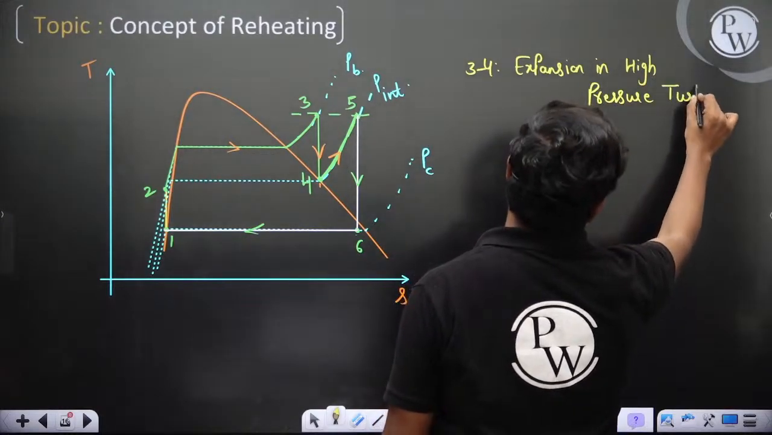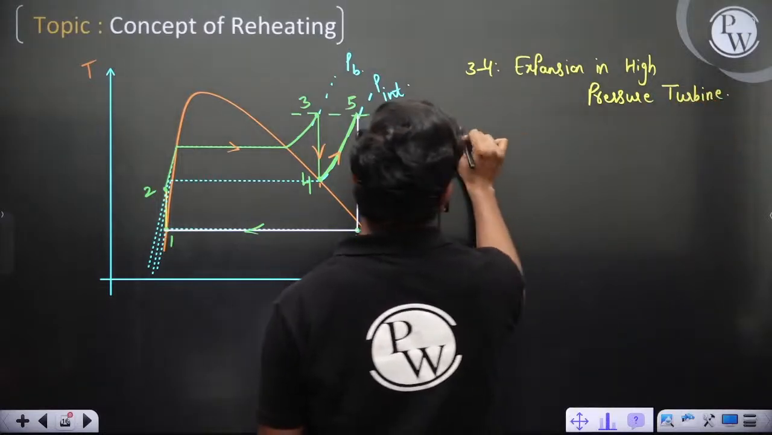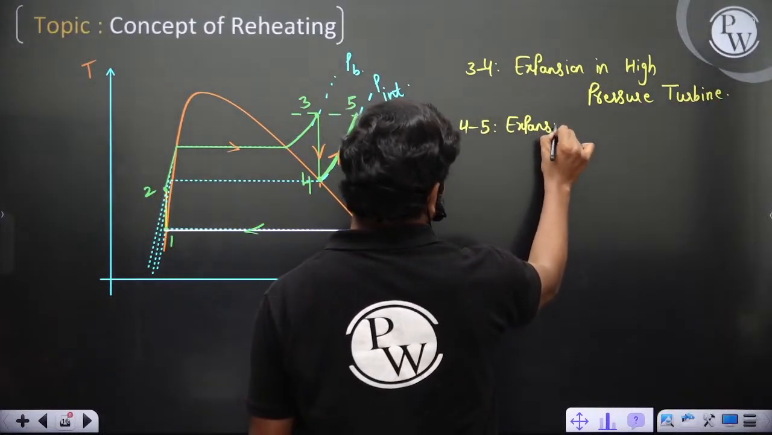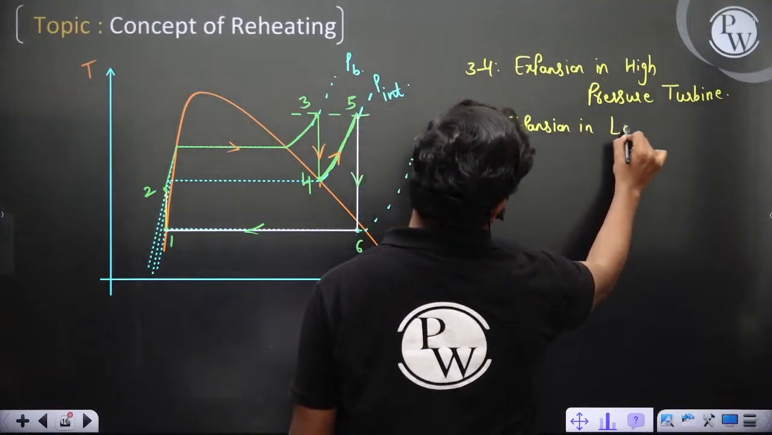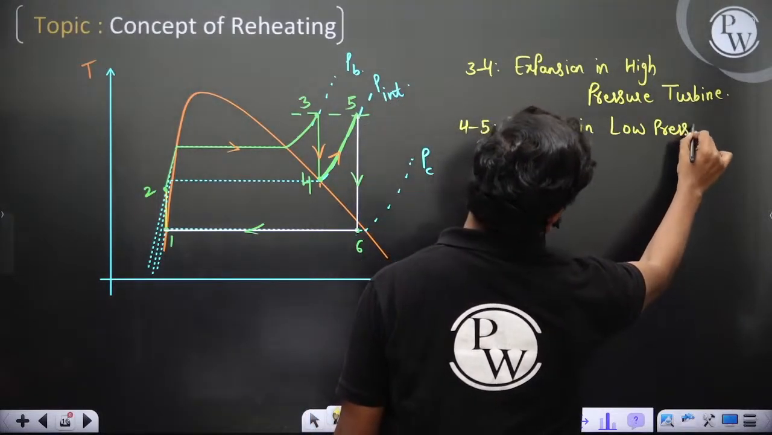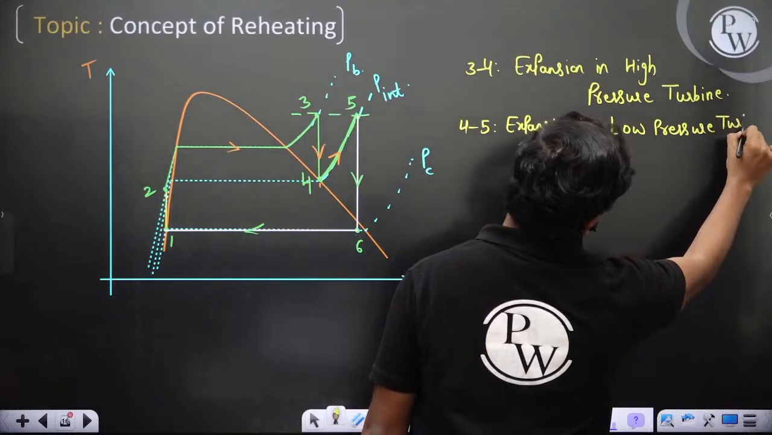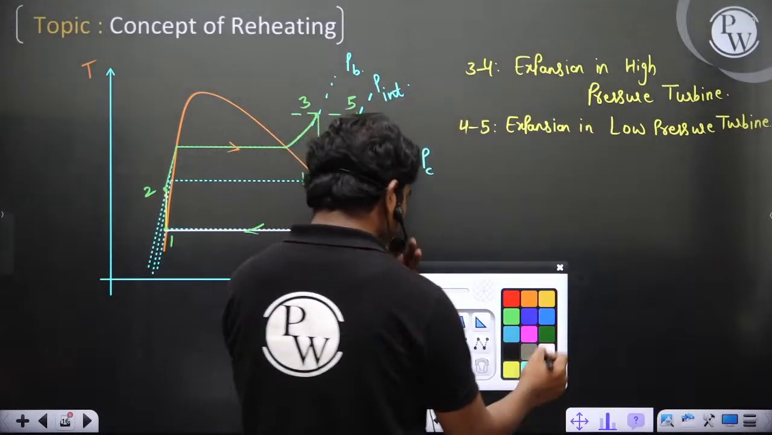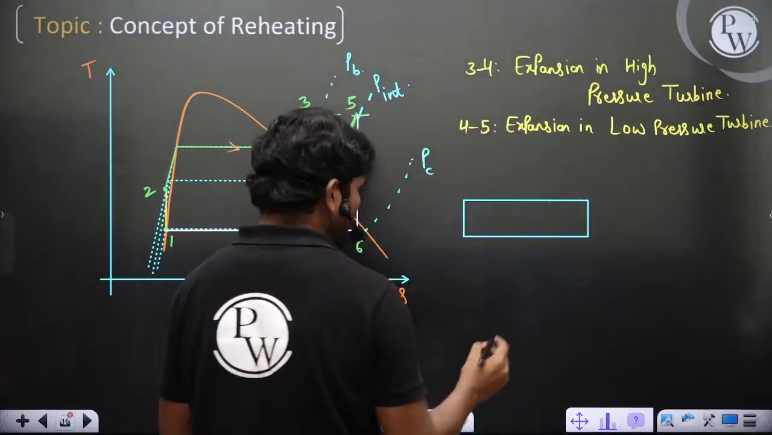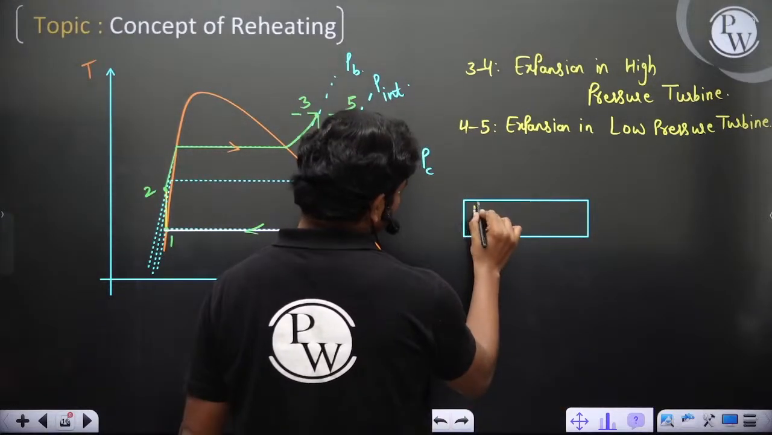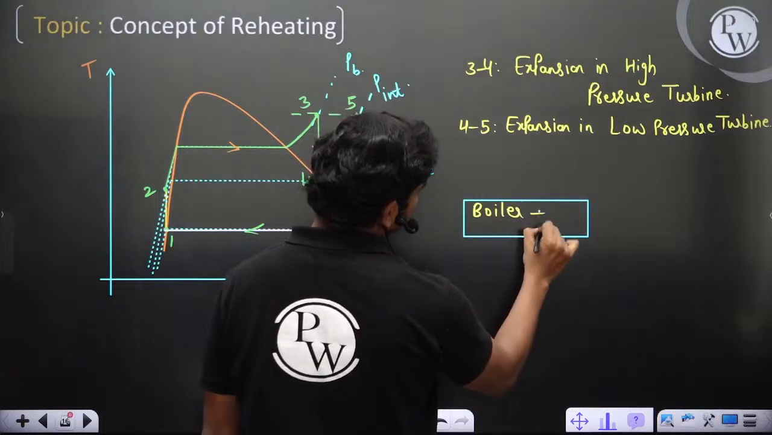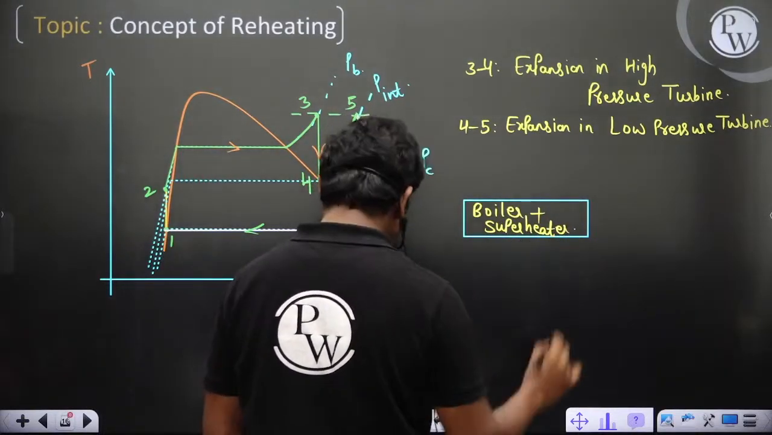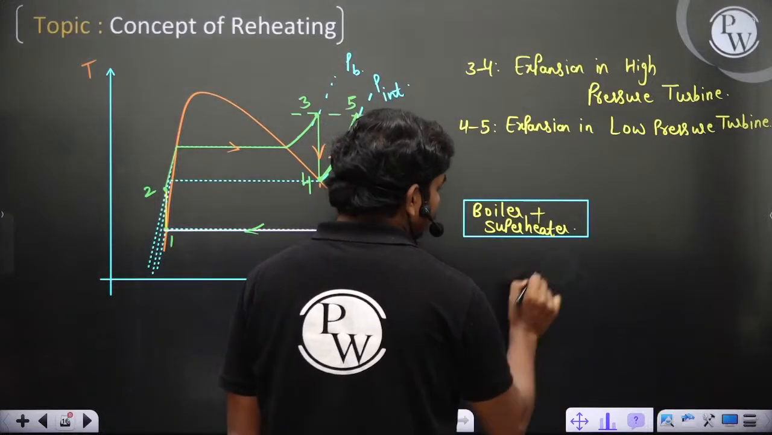In the high pressure turbine, and 4 to 5 is like expansion in the low pressure turbine. Normally if you draw a block diagram, if you want to construct a block diagram, you have a boiler plus superheater. Of course, we generally know now it's not only boiling, superheating is also there. So if you have this, what happens here is you have two turbines.